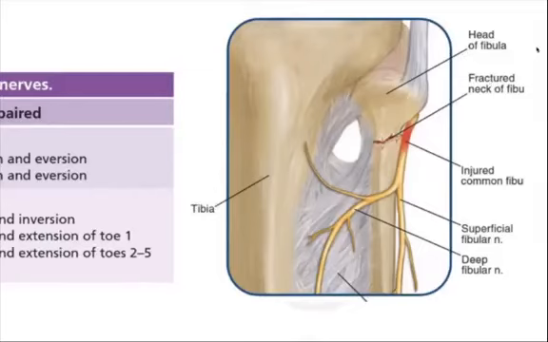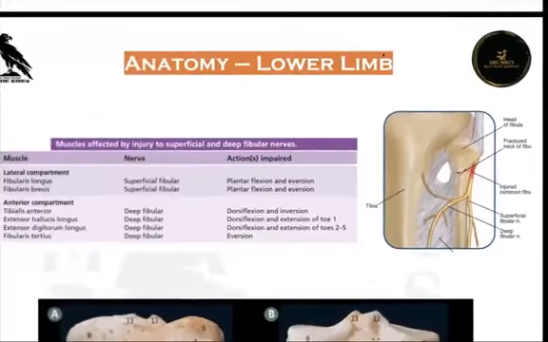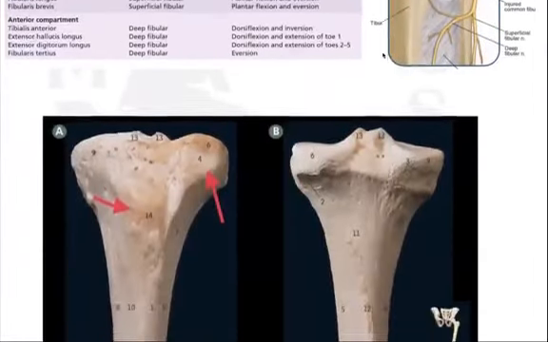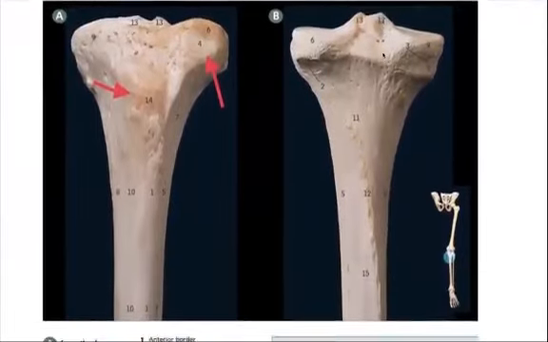And what is the sensory supply? For sensory, part of the dorsum of the foot and the first web space. Right. Yes. Very simply. Okay. This is very easy now. Fantastic job, guys.